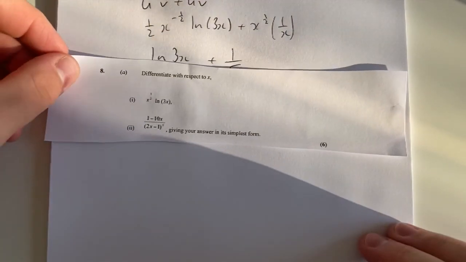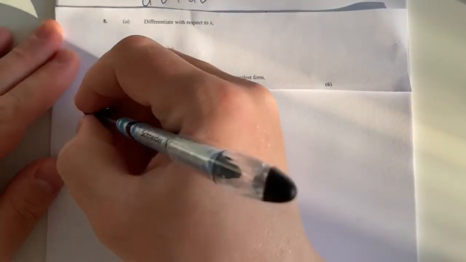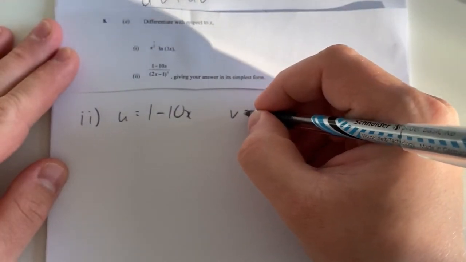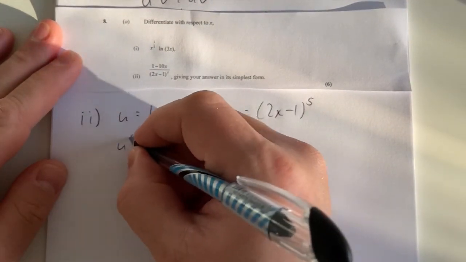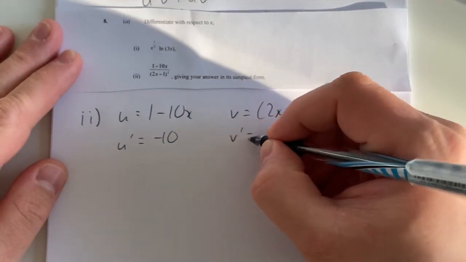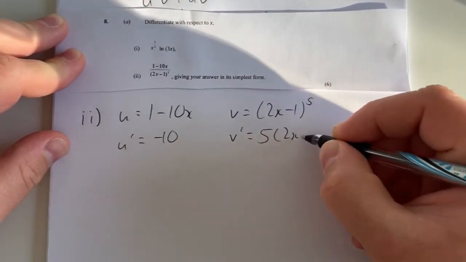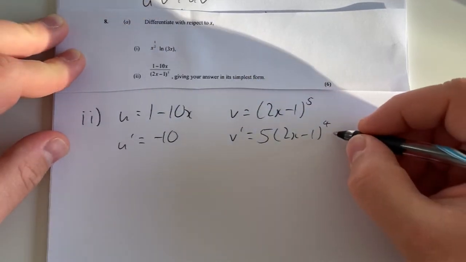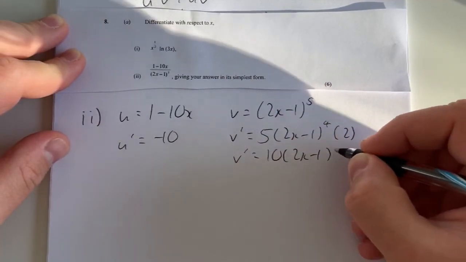Okay, if we carry on to the second part, this hopefully you saw was a quotient rule question. So u in this would be 1 minus 10x and v would be 2x minus 1 to the 5. So u dash is minus 10 if you differentiate that. V dash, you would have to follow the chain rule. So you multiply by the power, lower the power by 1, and multiply by the differential of the bracket. So that's 2. So v dash is actually 10, 2x minus 1 to the 4.